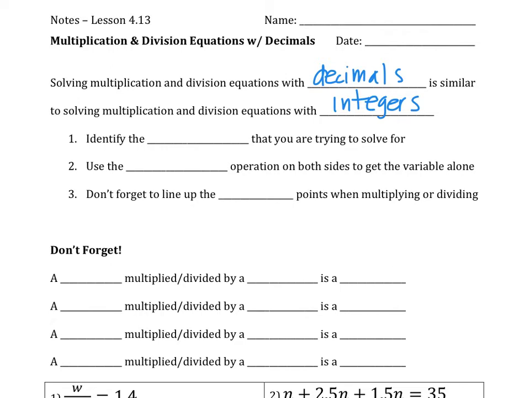The first thing we want to do is identify our variable. This is what we're going to be solving for. And we want to use the inverse operation on both sides to get our variable alone. We don't want to forget to line up our decimals when we're multiplying and dividing.